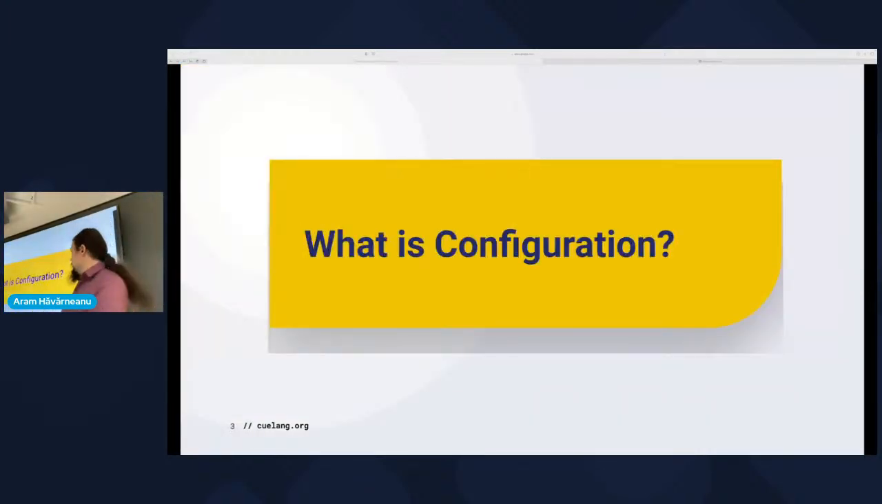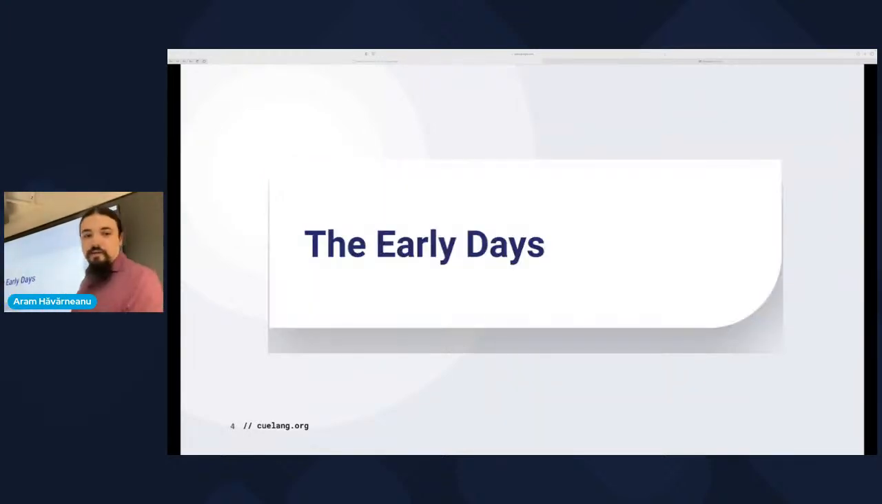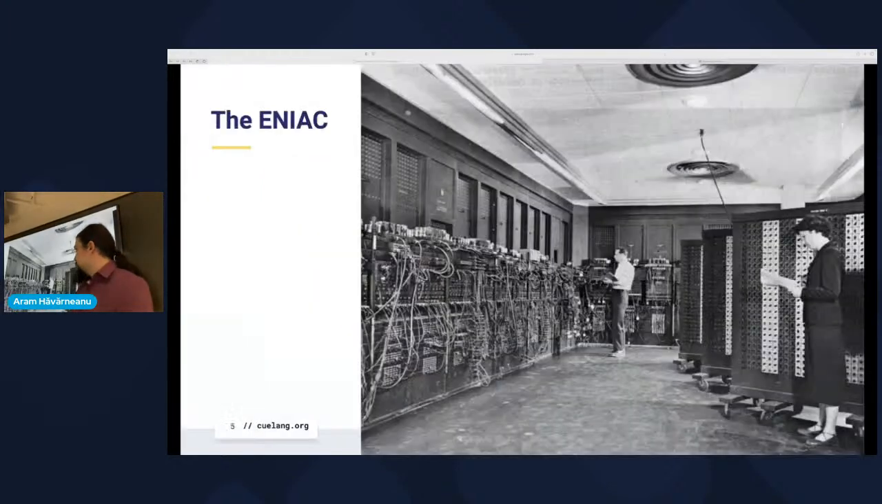So we intuitively know what configuration is, but let's dive a little bit deeper into what it means, because configuration is obviously a subset of data, but it's more specific and has more interesting properties than just that. So let's discover the properties by starting from the very beginning, the early days of computing.